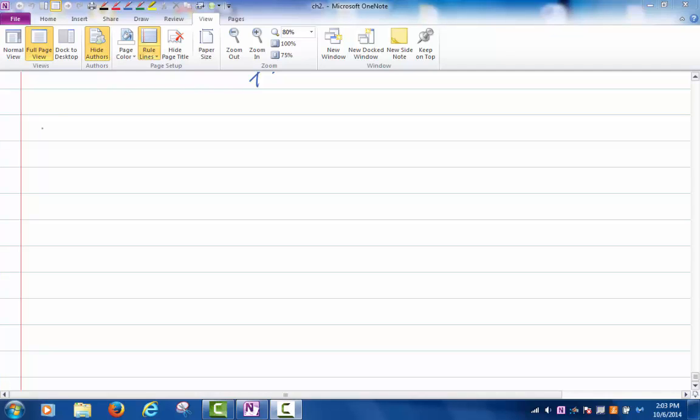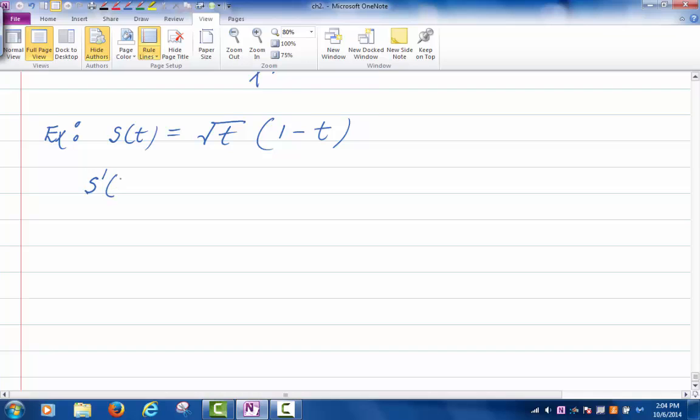The first example that I want to do is this one. Let's say I have the function s of t that's given by root of t times 1 minus t. And the question is, what's the derivative? So the derivative of this function, which we denote by s prime.